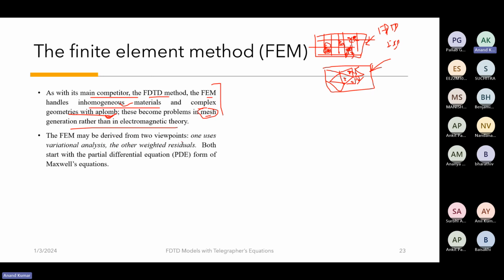The FEM may be derived from two viewpoints. One uses variational analysis, another uses weighted residuals. I'm just keeping them here so that we know that there are two methods. Since we won't be covering FEM, we don't have to worry about it.